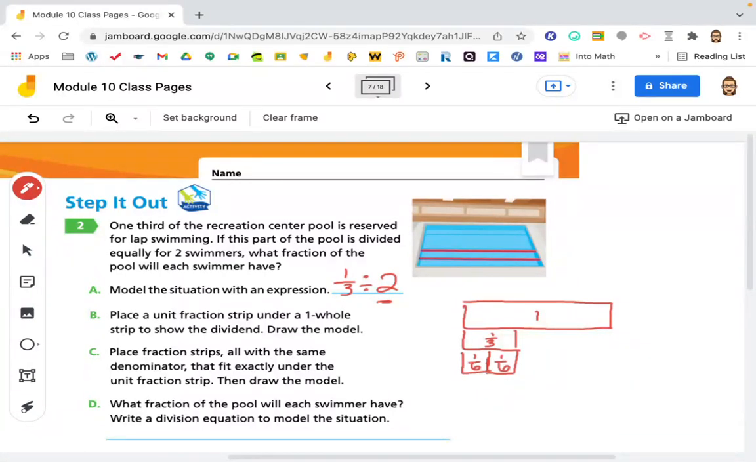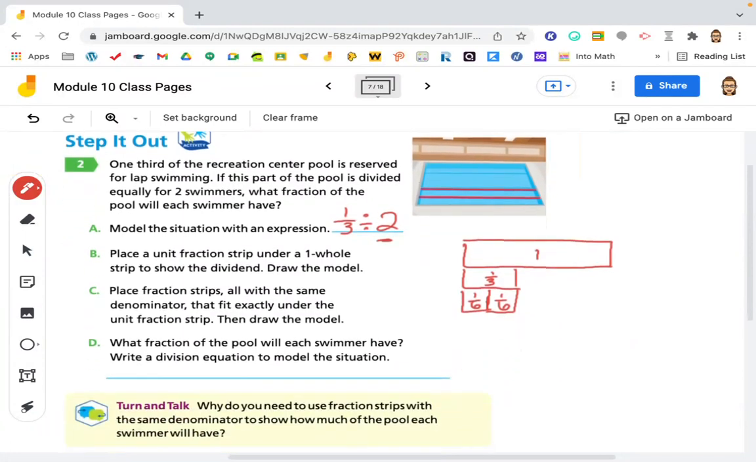So what fraction of the pool will each swimmer have? Well, each swimmer will get 1 of these, so that means 1/6 of the pool. So we're going to have 1/3 divided by 2 equals 1/6.